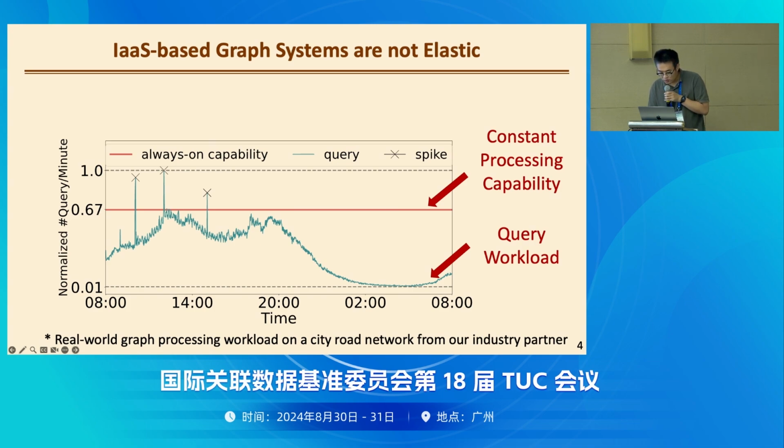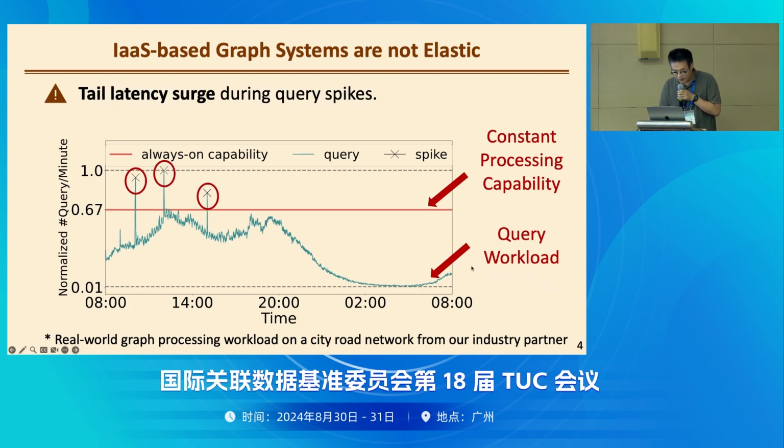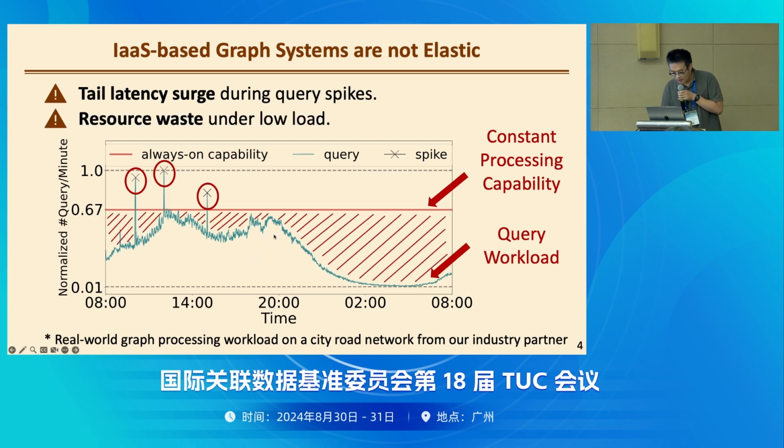This figure highlights two main issues for IaaS-based systems. The first, query spikes can arrive randomly, resulting in a surge in tail latency due to insufficient computing resources. And second, during periods of low workload, a significant amount of computing resources would remain underutilized.